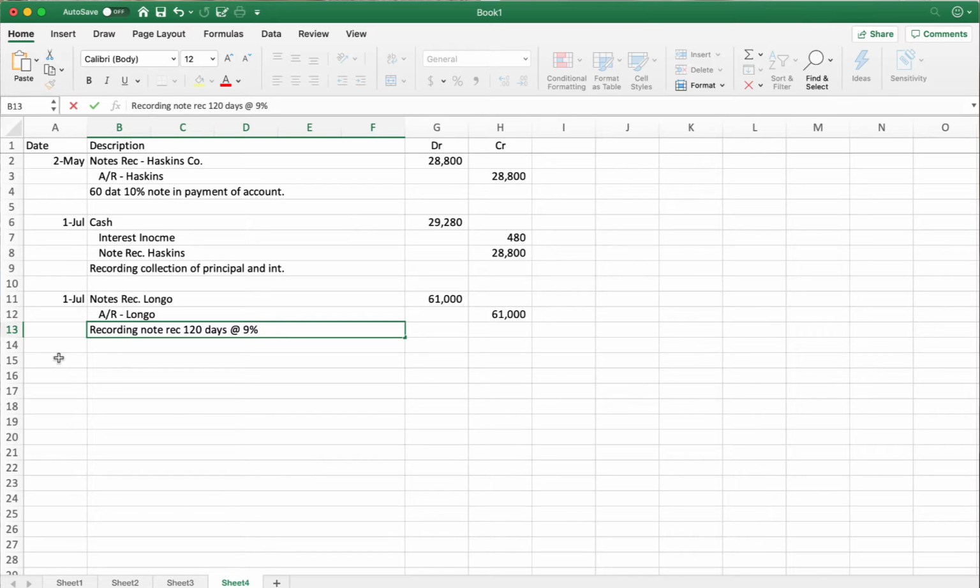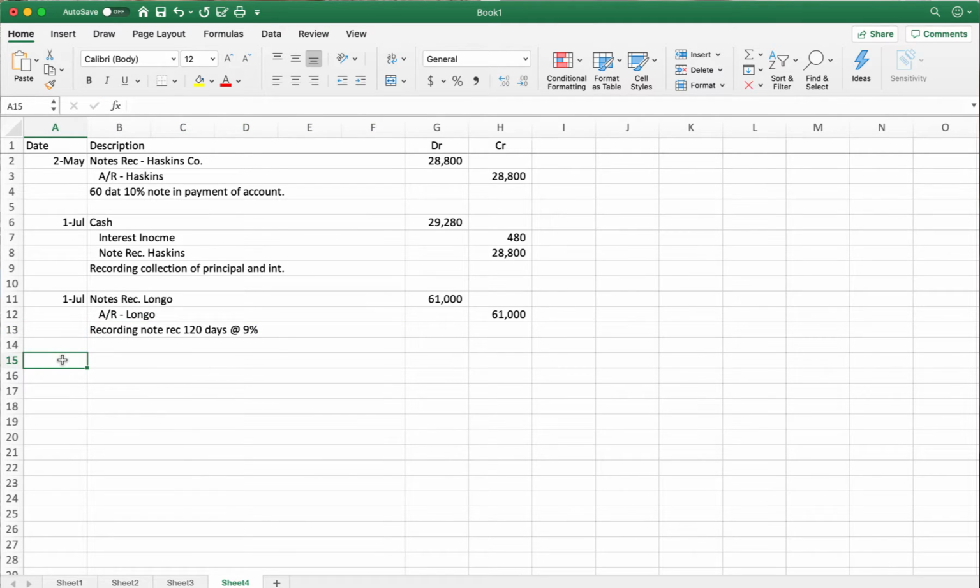Okay. So what happens next? Well, on October 29th, Longo failed to pay their note. Okay. So they didn't pay us, right? How much do they owe us? Well, they owe us $61,000 plus the interest income that we earned from this note. So what are we going to do with it, right? Well, they still owe us money. We're going to turn it into a receivable, okay?